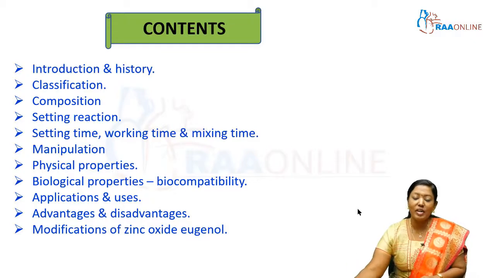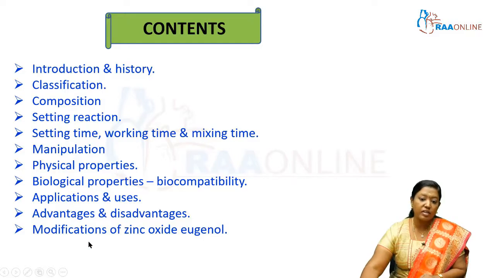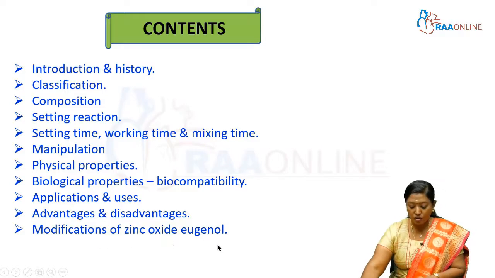So the contents of today's class is going to be the introduction. We are going to see the history in detail, the classification of zinc oxide eugenol. Then we are going to see the composition, the setting reaction, the setting time, the working time and the mixing time for zinc oxide eugenol, the manipulation. We are going to see in detail the physical properties, the biological properties, especially the biocompatibility of zinc oxide eugenol, the various applications and clinical uses, the advantages and disadvantages, and the modifications of zinc oxide eugenol. So these we are going to cover in today's class.